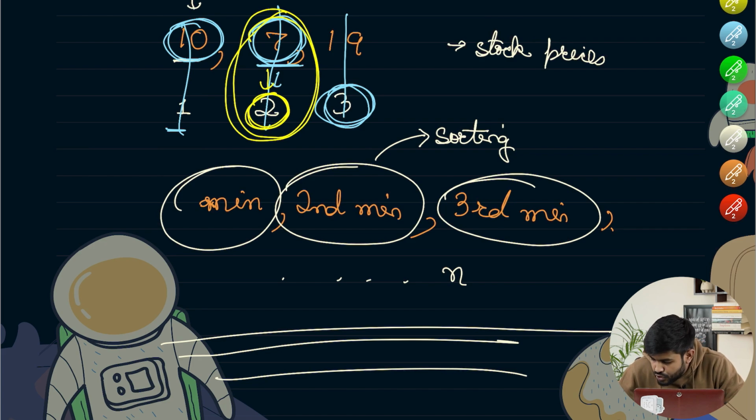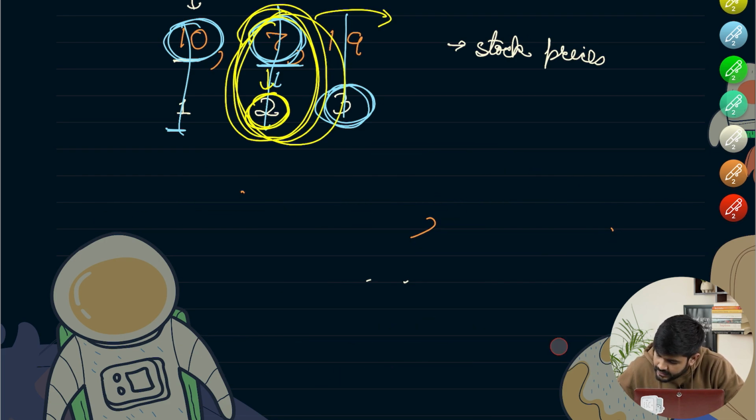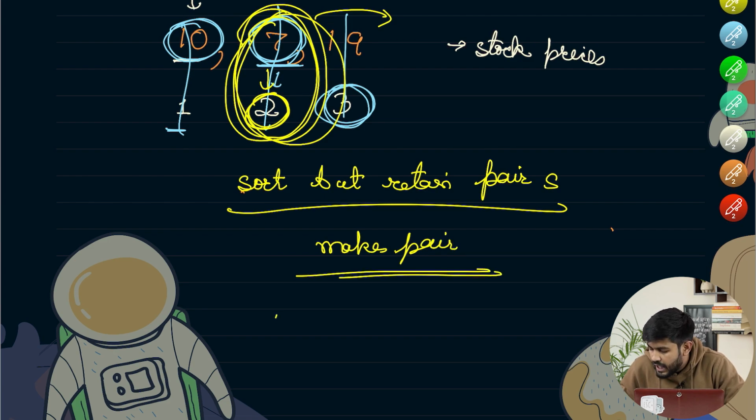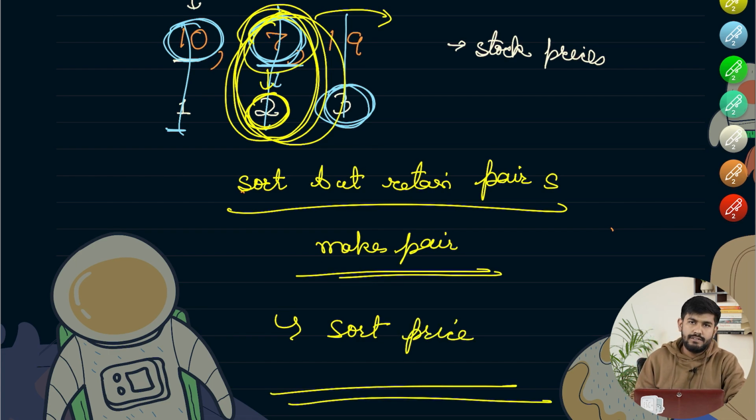So I want to retain their pairs even after it is sorted. Now the task is, I know I need to do sorting, but the task is sort but retain pairs. This is the task that I am given. So the task is very easy. Just make the pairs, okay, and then sort according to the price of the item, and that would be sort.